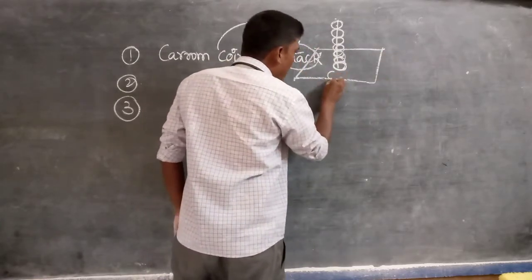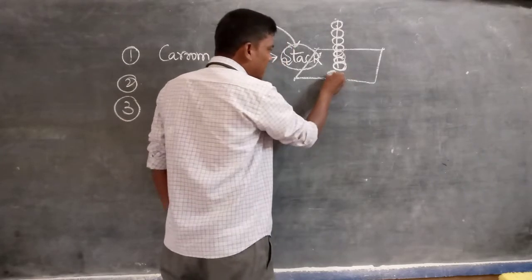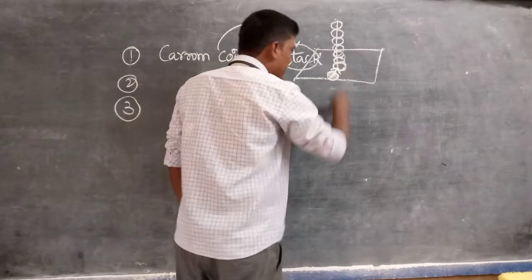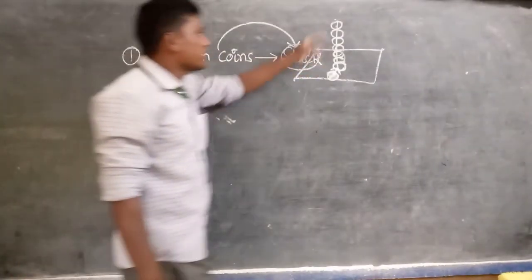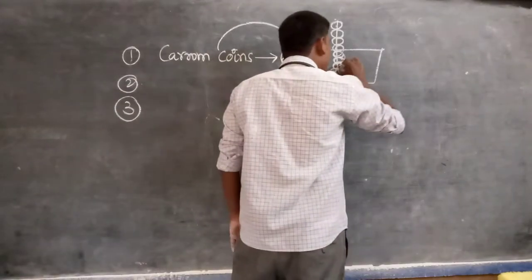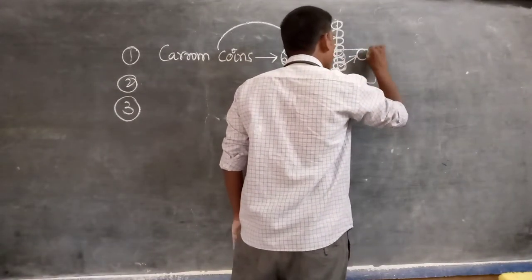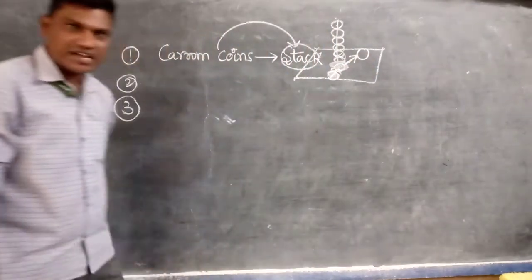Now you are one of the players. Now we can take one striker. With the help of this striker, you sharply hit the bottom carom coin in the stack. You are observing that this carom coin only will come outside, and the remaining are in the same position. Is it correct or not?